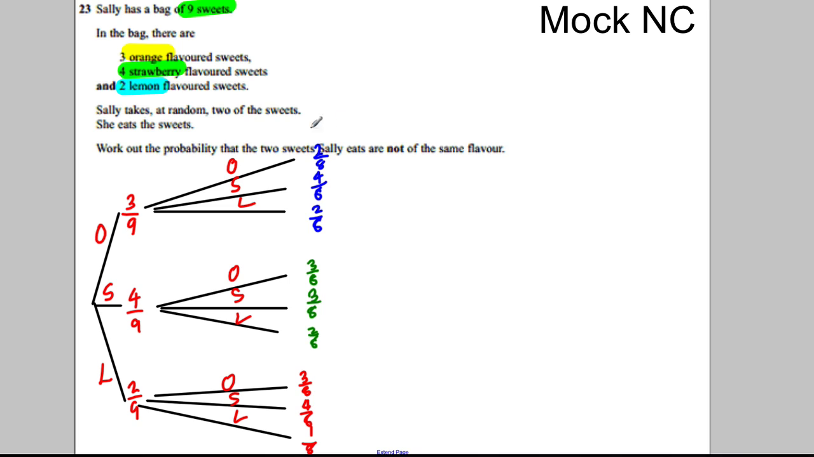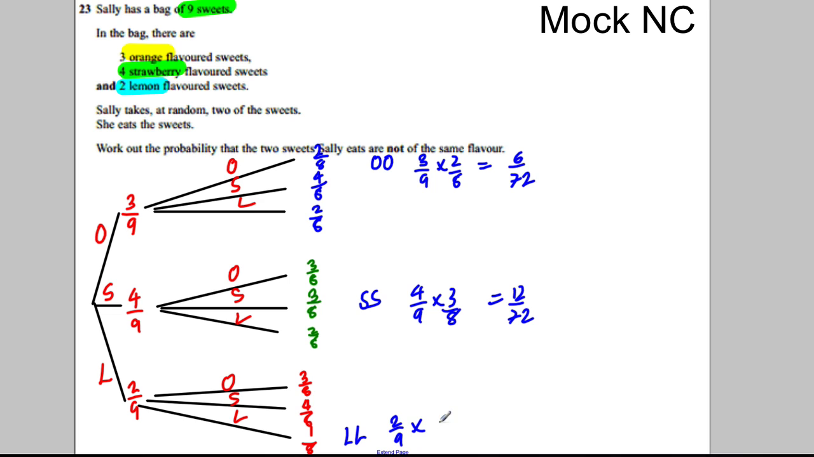I told you a little trick with these. It's always best to work out the probability of orange, orange, strawberry, strawberry, lemon, lemon. It saves you a lot of time. So orange, orange is 3/9 multiplied by 2/8, which is equal to 6 out of 72. Strawberry, strawberry is 4/9 multiplied by 3/8, which is 12 out of 72. And lemon, lemon is 2/9 multiplied by 1/8, which is 2 out of 72.